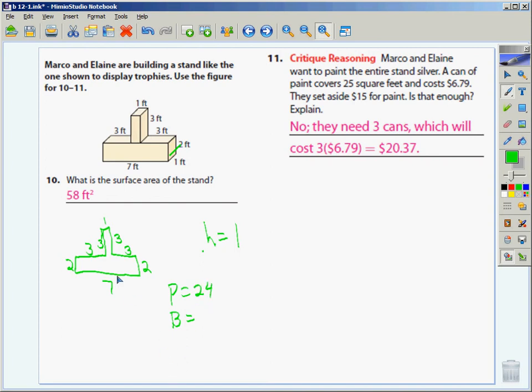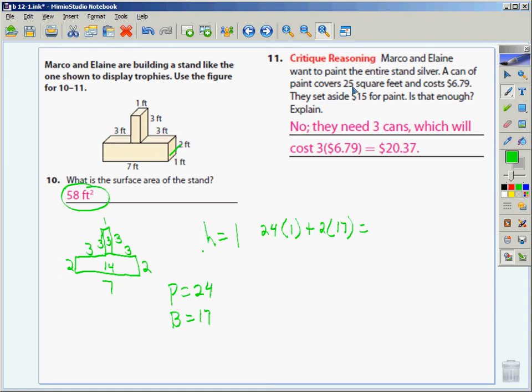The area of my base, I drew a line across here. 2 times 7, 14. 3 times 1, 3. And I added those, 17. So the area is going to be pH, 24 times 1, plus 2 times 17. When I do that, it gives me 58 feet squared.